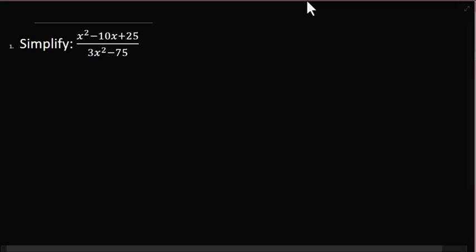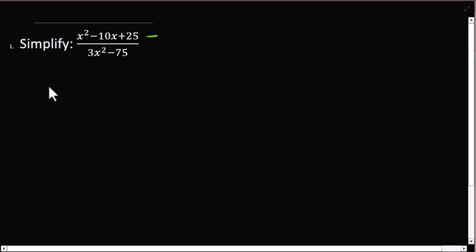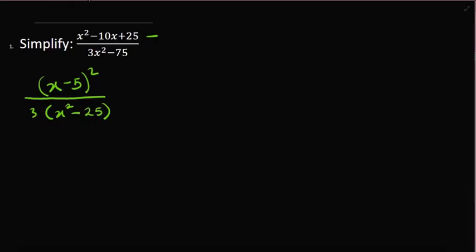numerator can be simplified as x minus 5 all squared, and then here we can factor out 3, brackets x squared minus 25, because 3 times x squared is 3x squared and 3 times 25 is 75. Okay, so let me prove this to you before I continue solving.